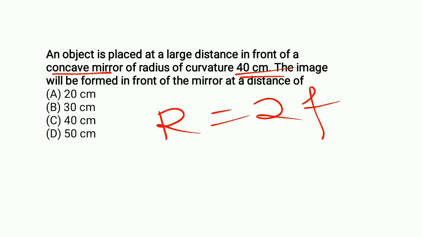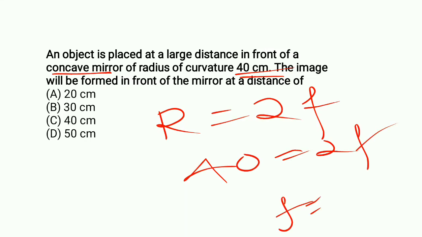R is 40 centimeter, and it is 2f. Therefore f is equal to 40 divided by 2, which is equal to 20. So f is equal to 20, which means the focal length of this concave mirror is 20 centimeter. So here we have option A, 20 centimeter, as the correct answer.